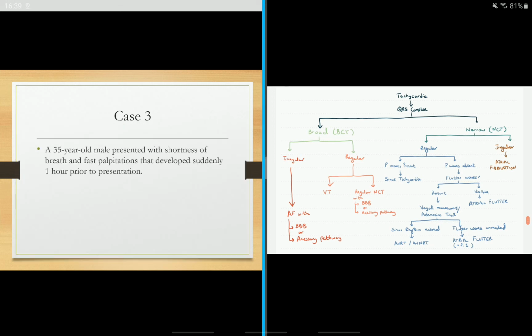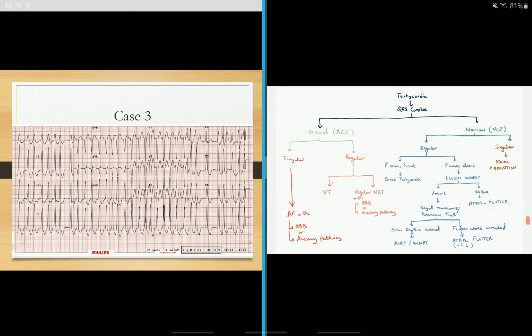Now, this is an interesting case. This is a 35-year-old male, a young patient, who's coming in with shortness of breath and fast palpitations that developed suddenly 1 hour prior to his presentation. He has no past medical history apart from some occasional episodes of palpitation. So the admission ECG when he is in tachycardia is this one.